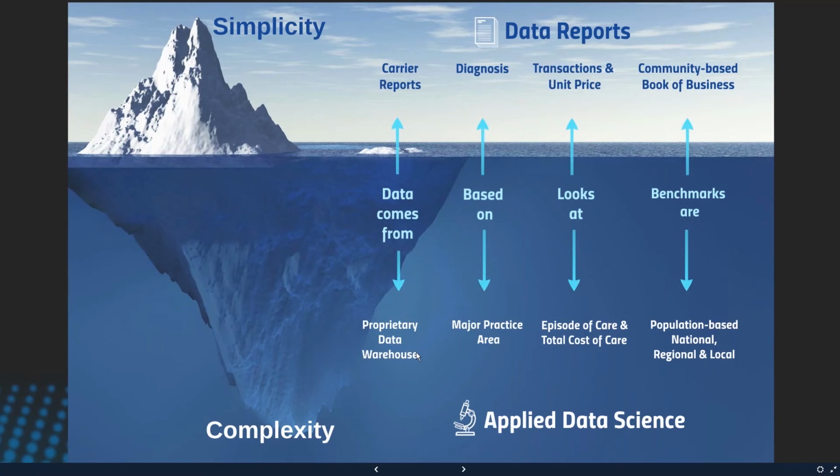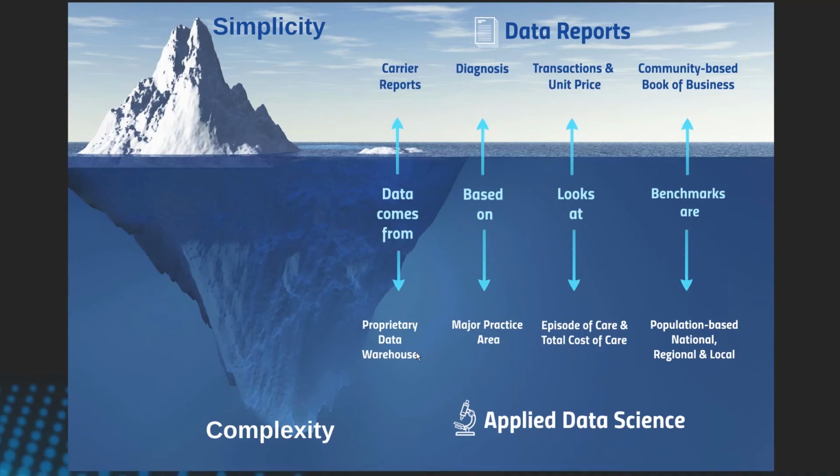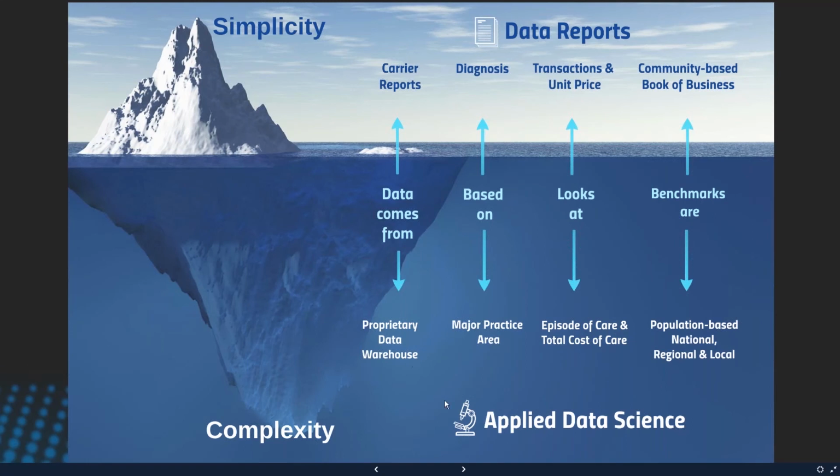So we like to get the raw data from our clients, from health systems, and from carriers or insurers, and put that data into our data warehouse. The reason for that is we are then able to create major practice areas, which eventually roll into episodes of care that ultimately help us get to the total cost of care. And our benchmarks are a blend of commercial and proprietary benchmarks that focus on populations: national, regional, and local.